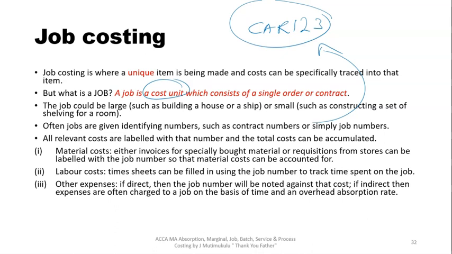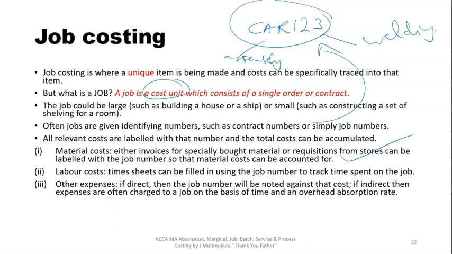All relevant costs are labeled with the same number, whether it was assembly cost or welding cost. They are all going to be referenced with the same number, CAR 1, 2, 3. Material costs, either invoices for specially bought material or requisitions from stores, can be labeled with the job number so that material costs can be accounted for.